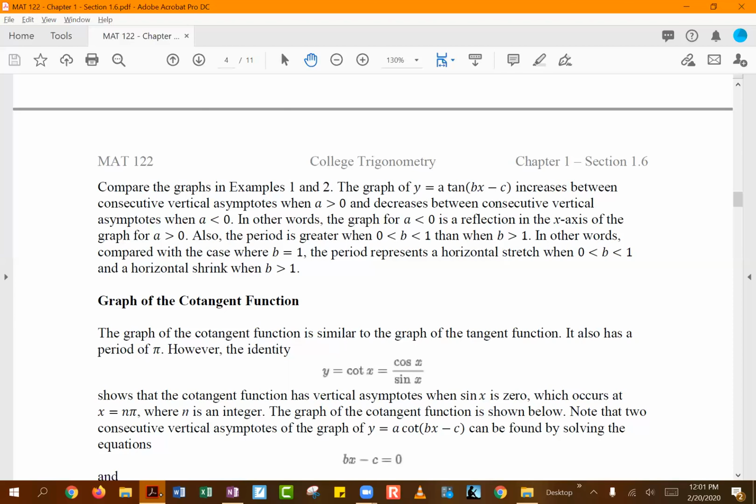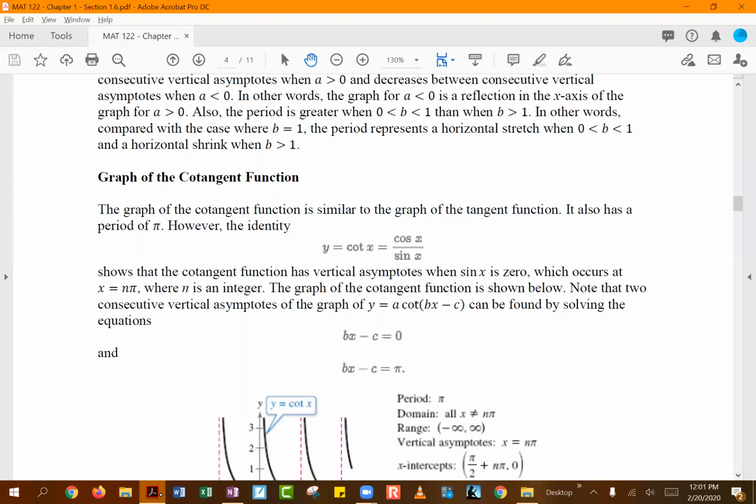Now, your cotangent function, of course, is the reciprocal function of the tangent function, so you will see a lot of similarities between those two. They still have the same period, so your cotangent function also has a period of pi. And for a cotangent function, since we define it as cosine over sine, anytime your sine function is 0, your cotangent function is going to be undefined.